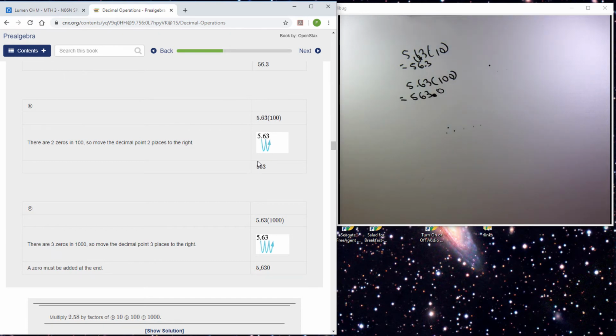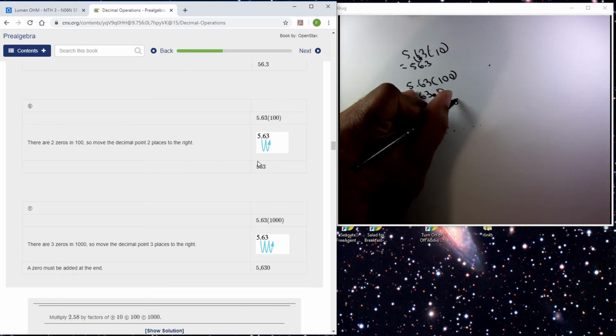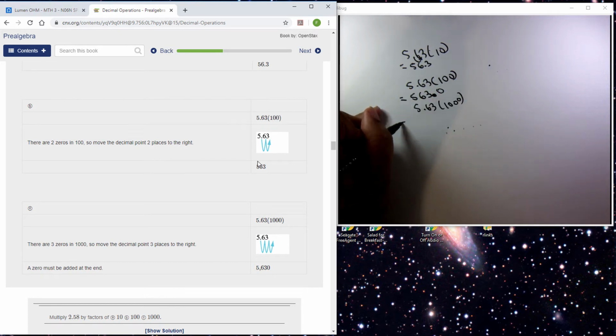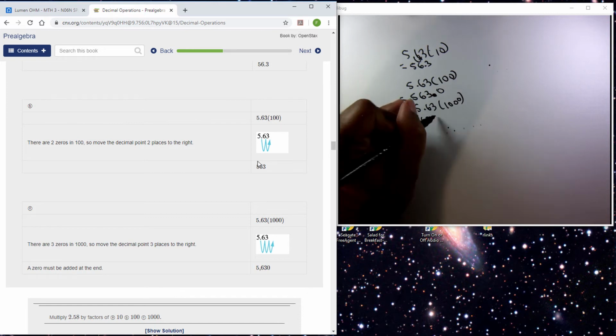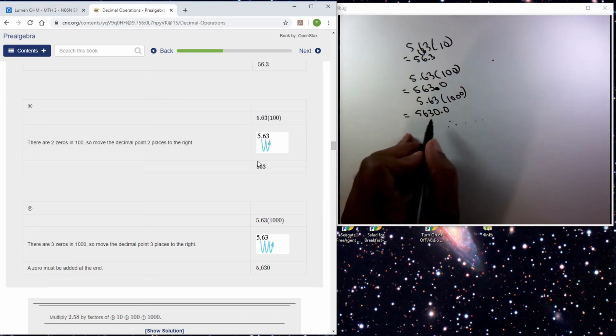The next one here, they have 5.63 times 1,000. So I'll shift it over 3 places. So I have 5630. Okay. Sometimes you have to add a 0 here.